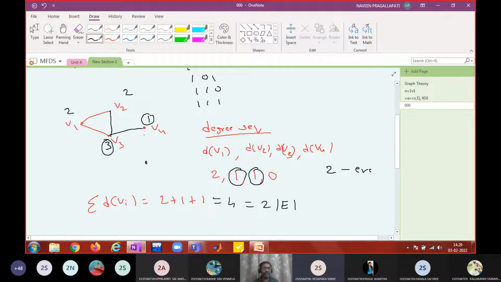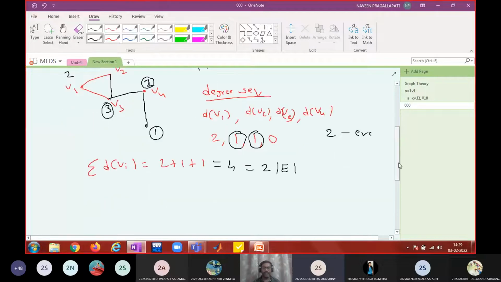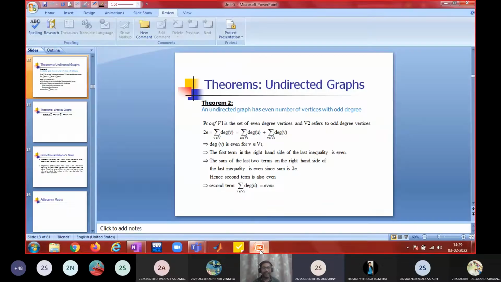Even if you add one more, this becomes 2, this becomes 1. So you cannot have an odd number of vertices of odd degree. The number of odd degree vertices is always even. That is an important theorem in graph theory. Is this clear? Yes, sir. Right. So next one.